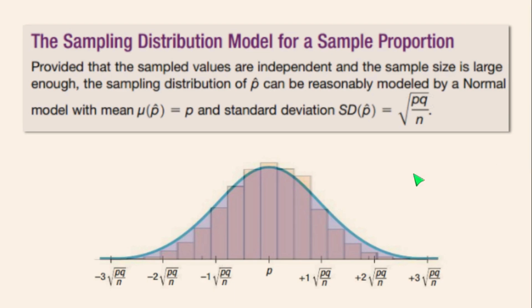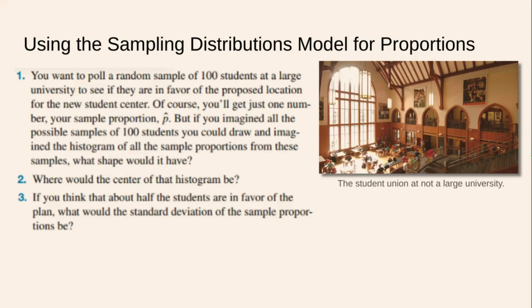Provided that the sampled values are independent and the sample size is large, we talked about what that meant last time, the sampling distribution of p hat, that is the sample proportion, can be reasonably modeled, not perfectly, but reasonably enough, by a normal model where the mean of that normal model is going to be the assumed population proportion, which we call p without a hat, and the standard deviation would be this, square root of the quotient of PQ over N. So let's do some practice with some just comprehension questions.